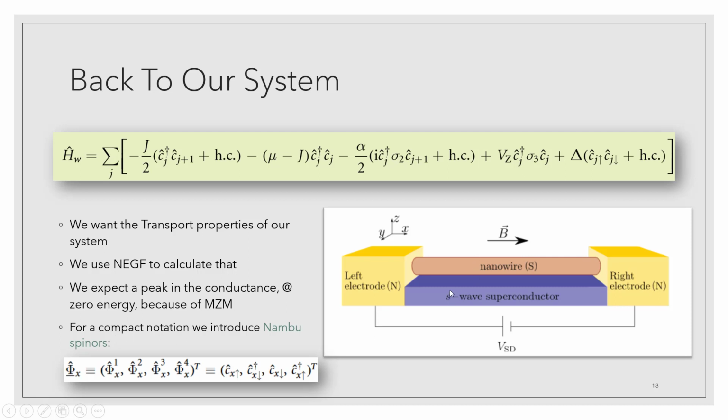Before continuing, there are these Nambu spinors defined like this as a four-component spinor of c_k spin up. These are the normal complex fermion creation and annihilation operators with spin up and spin down. If you put the four of them together, you end up with these so-called Nambu spinors. These are very widely used in systems with superconductors, and that's the way to write things more compactly. This is a good thing to introduce beforehand.